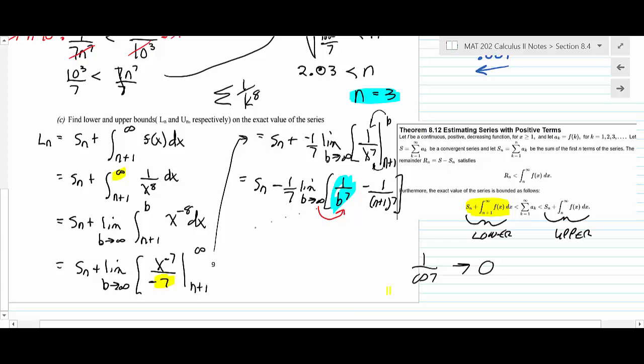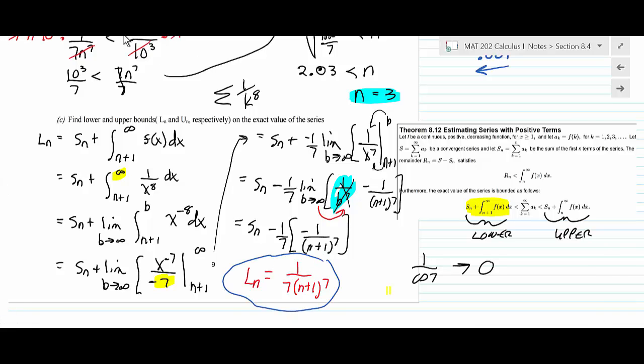So when you do that limit, you're going to end up with S of n minus 1/7. That's going to go to 0, so you'll have minus 1 over n plus 1 to the 7th. And then we're going to write our final expression like this. So our lower bound is, you got two negatives, make a positive, so it's 1 over 7 times n plus 1 to the 7th. Okay, so that is an expression for our lower bound. That's what we end up getting.